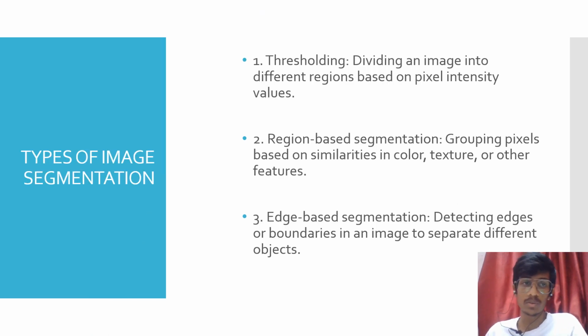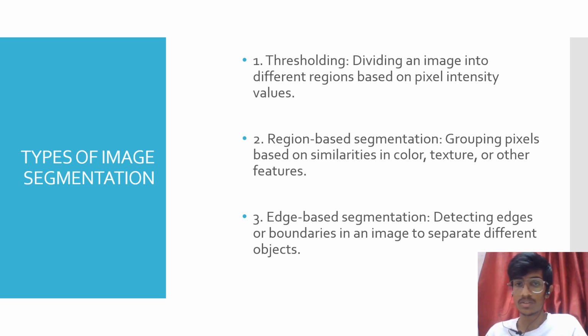Coming to the types of image segmentation, firstly we have thresholding, region-based segmentation, and edge-based segmentation. What is thresholding? It is dividing an image into different regions based on pixel intensity values. Suppose some area of the image has more intensity and some area of the image has less intensity. Based on that, this type of segmentation divides an image.